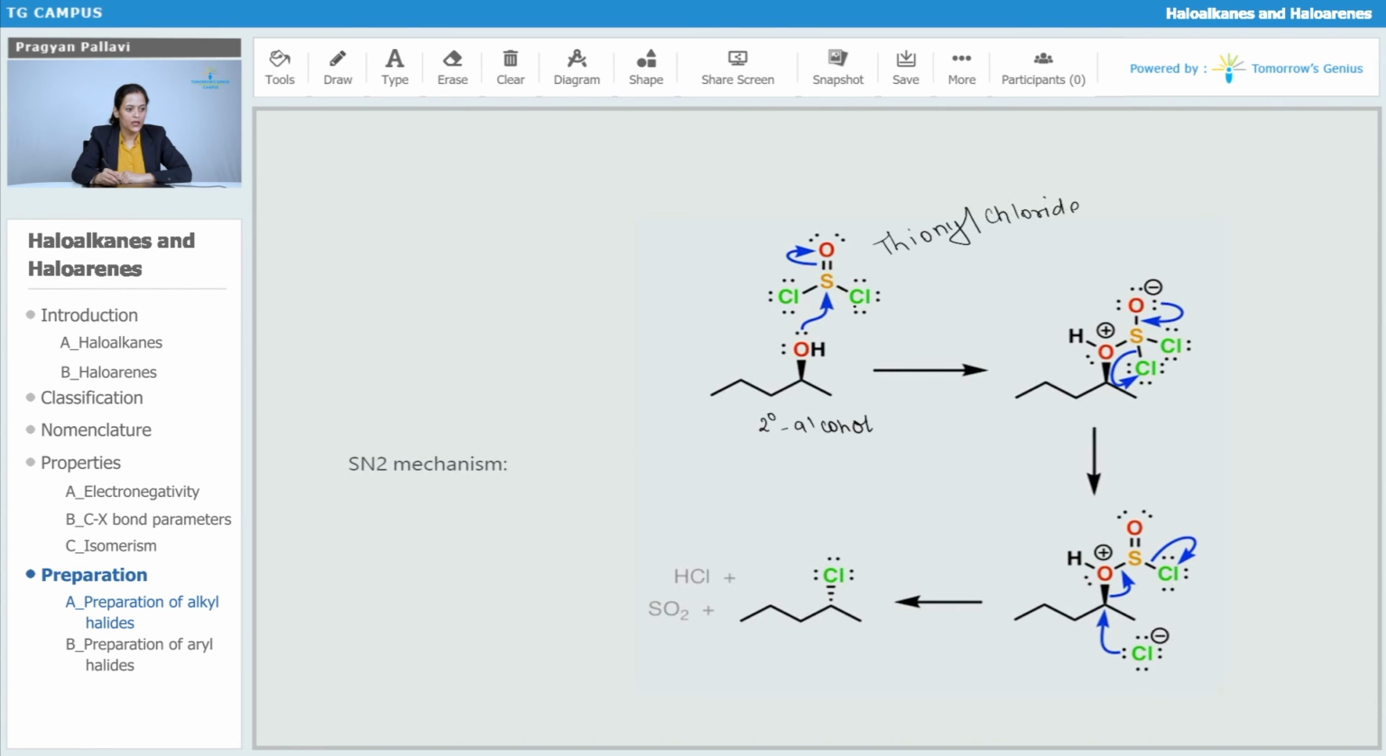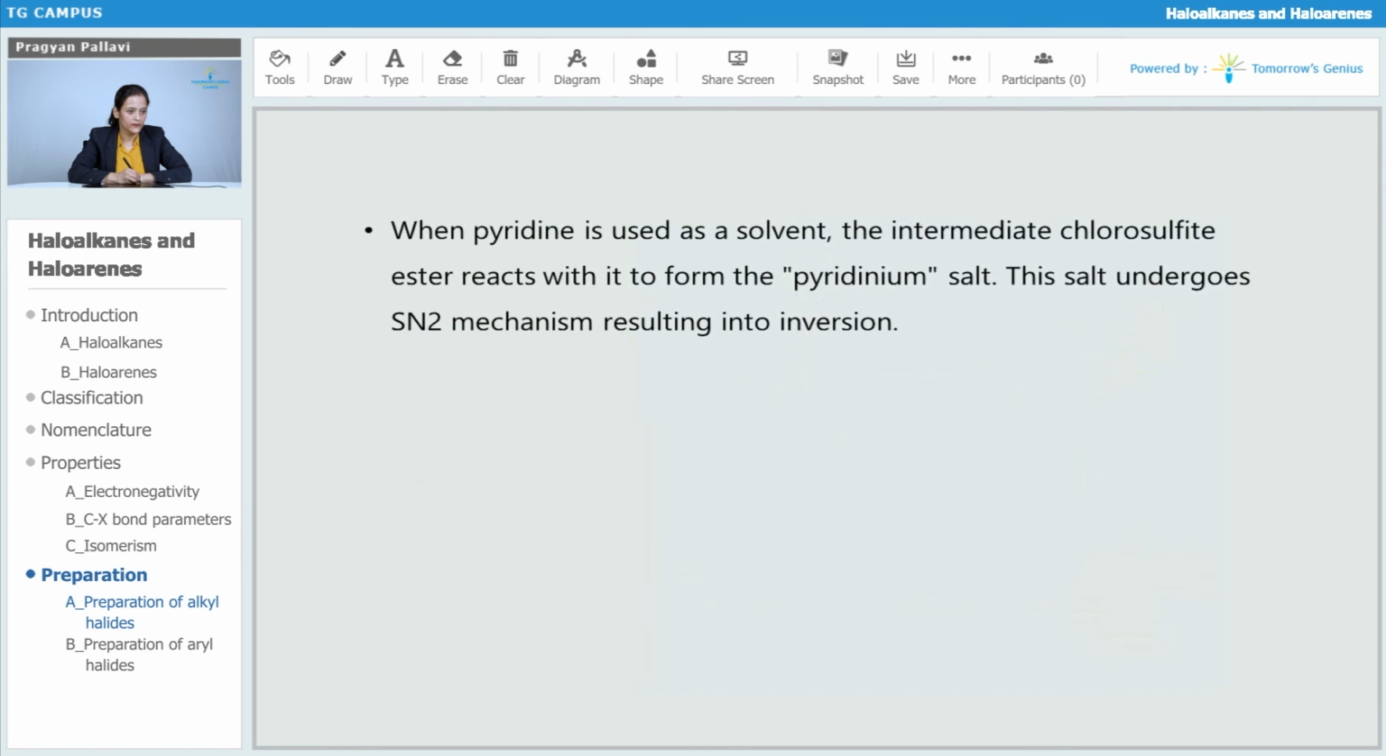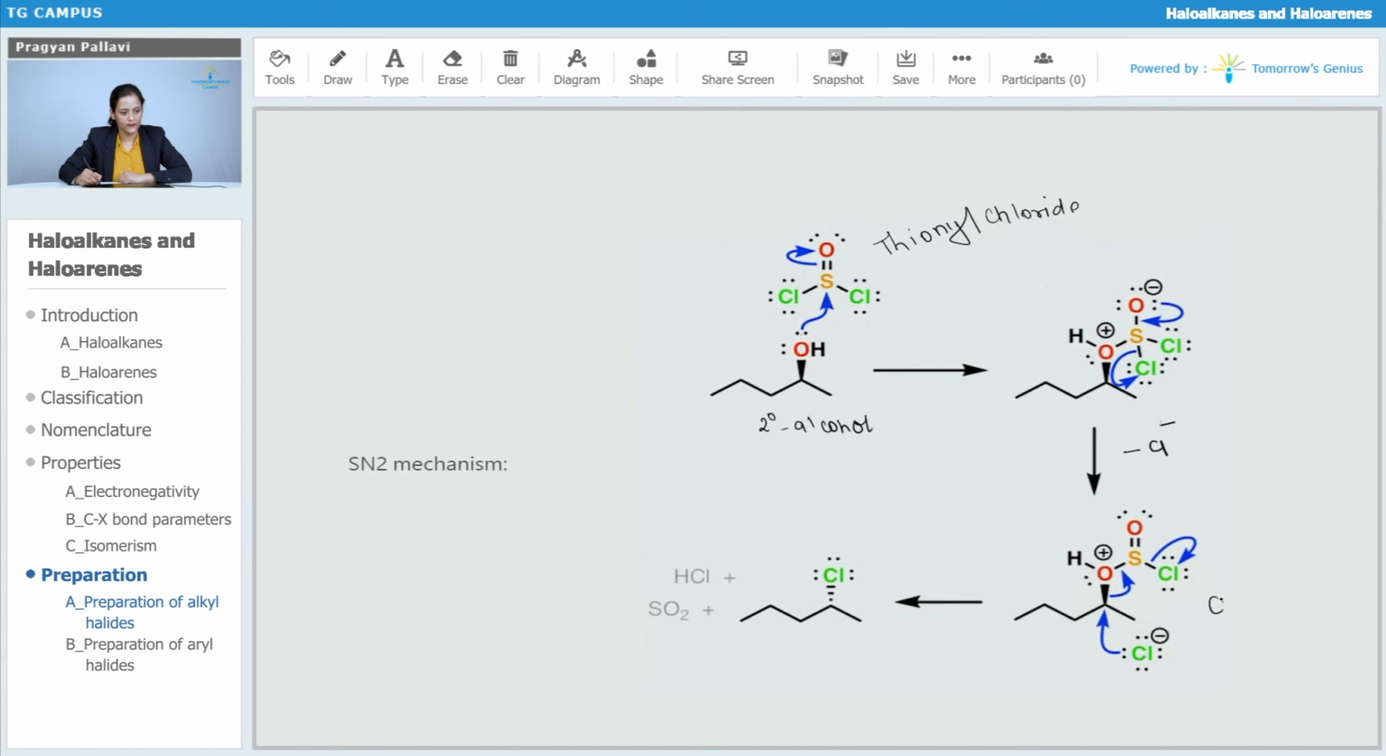the lone pair of oxygen attacks this sulfur, and this bond will be shifted towards oxygen. As a result, we will be having a negative charge on this oxygen, and it will come back, and one of the chlorines will be lost. So Cl minus is lost. Now this is what we call the chlorosulfite complex.